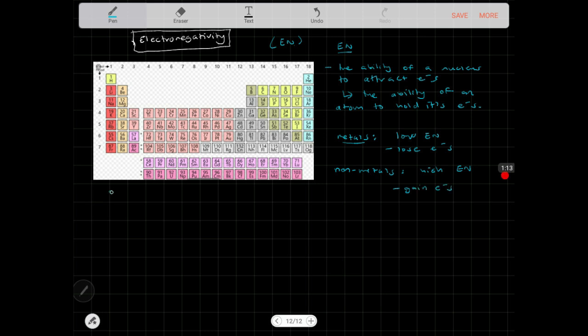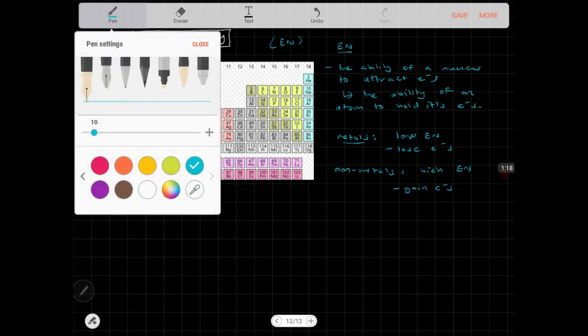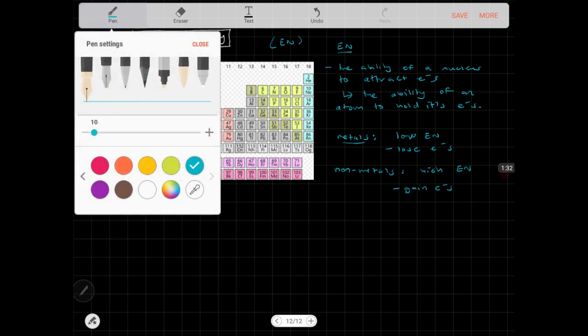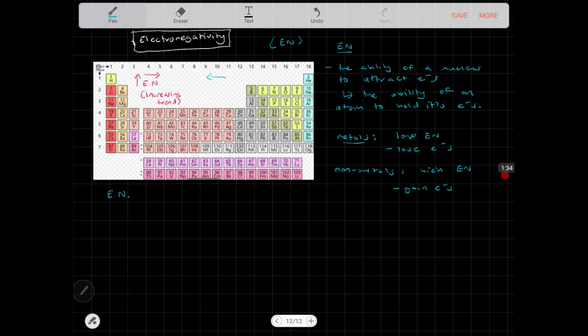The electronegativity trend: the increasing trend, I'm going to do that in red. Electronegativity increases to the right of a period and up a group. So this is your increasing trend. The decreasing trend of electronegativity decreases to the left of a period and down a group. So this is your decreasing trend. And the idea here is, how do we explain this?